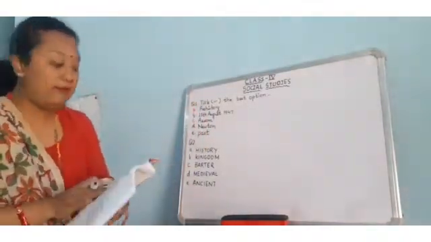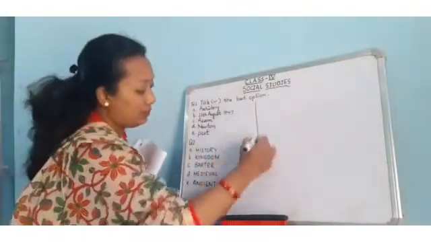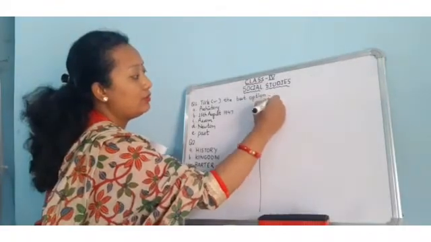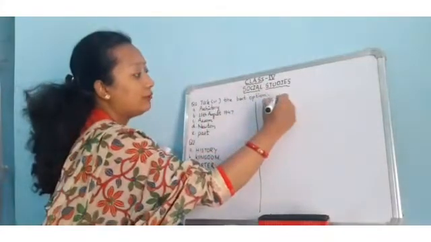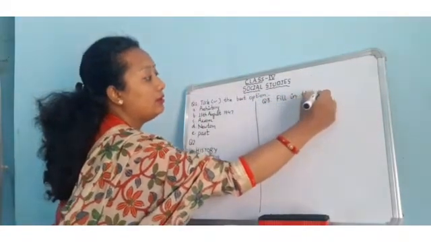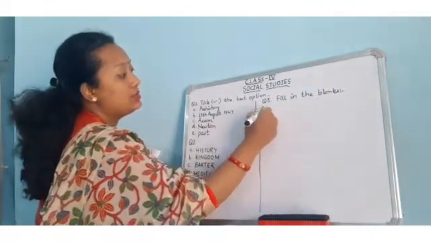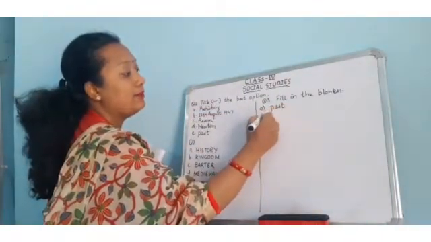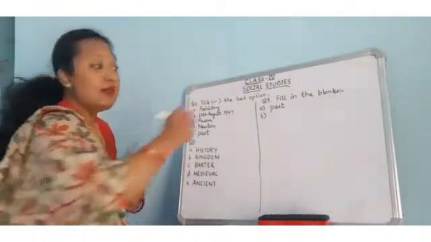Question number 3. Fill in the blanks. So let's do here. History is the story of the past. Number B. People exchange goods for other goods in barter system.